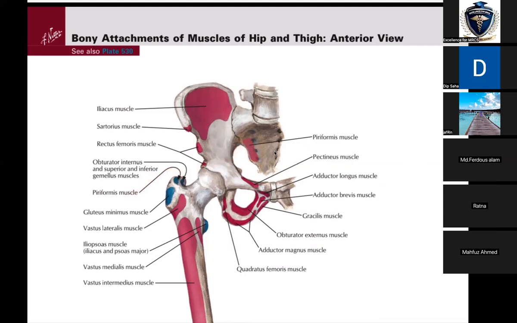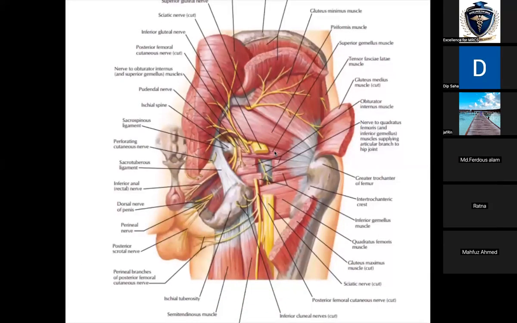Am I clear, guys? Yes, ma'am. This piriformis muscle basically divides the greater sciatic notch into two portions: structures above the piriformis and structures below the piriformis. Am I clear to you? Everyone, let me know. This is the piriformis muscle.